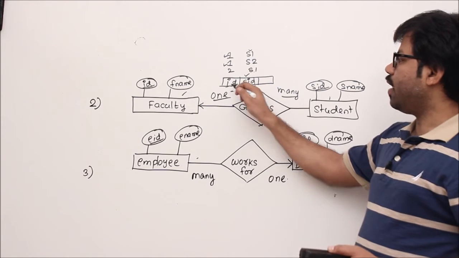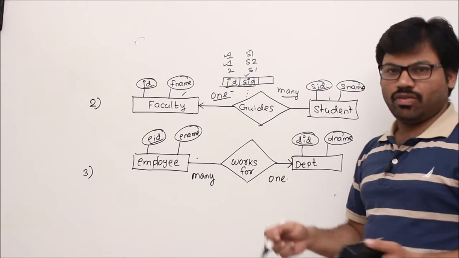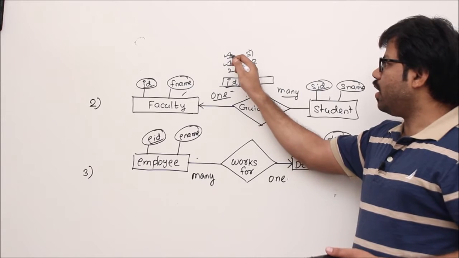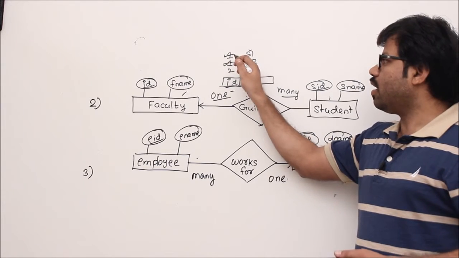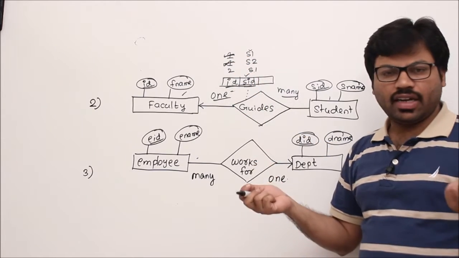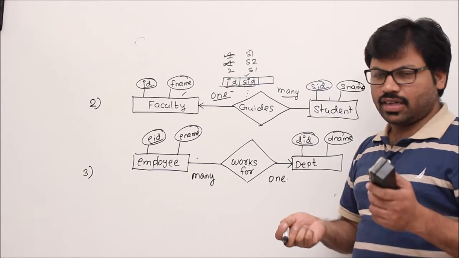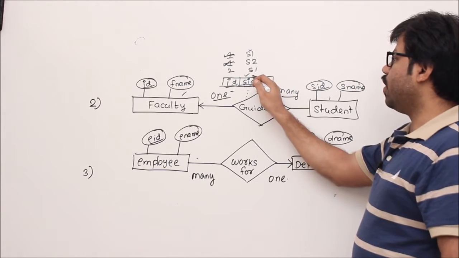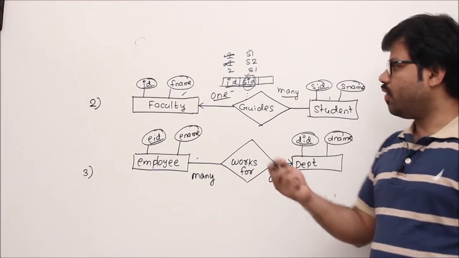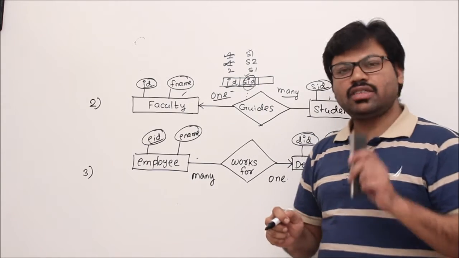Understand? Sir, if I make the SID and ID combination the primary key, what happens? Then you cannot repeat one again, right? When you cannot repeat a faculty again, how can a faculty guide multiple people? Understand? That's why only the SID field should be the primary key. So that we can do. So that is one alternative, but it's not compulsory.